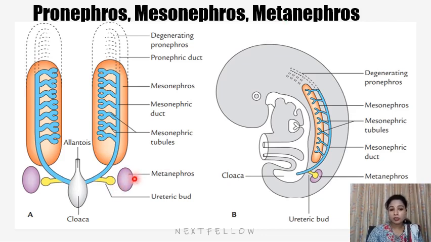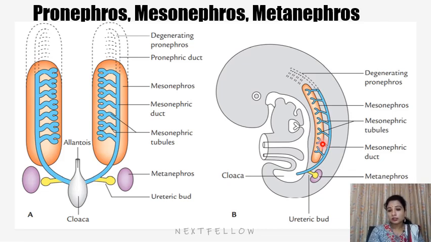So we can see the metanephros joins with the ureteric bud to form a complete kidney. The ureteric bud will form the collecting part of the kidney, and the excretory part is formed from the metanephros or metanephric blastema. Here is the sagittal view showing the degenerating pronephros. Now we know most of the mesonephros gets degenerated. Only the duct remains, which is called the Wolffian duct.